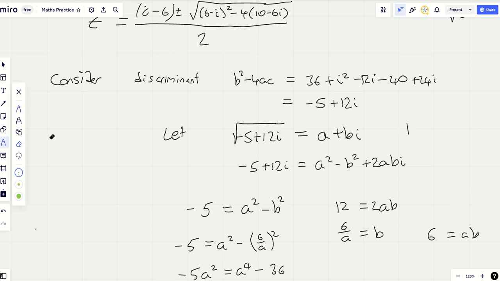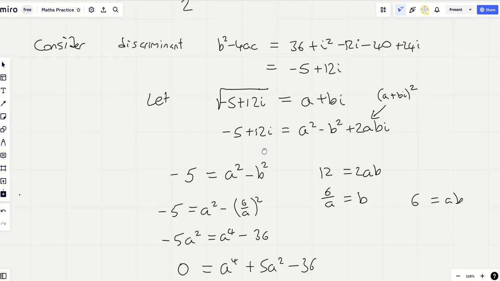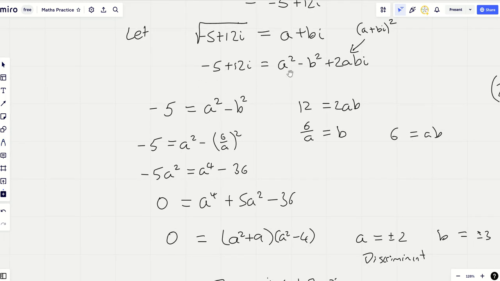The reason why I've got all the working done here is because I worked it all the way through to the end and made a sign error somewhere, so I couldn't demonstrate that it worked. But if you do that squared, you end up with this, and then you can equate coefficients. So minus 5 must be equal to a squared minus b squared, and 12i must be equal to 2abi. In other words, 12 is 2ab, in other words, 6 is ab, so 6 over a is b.